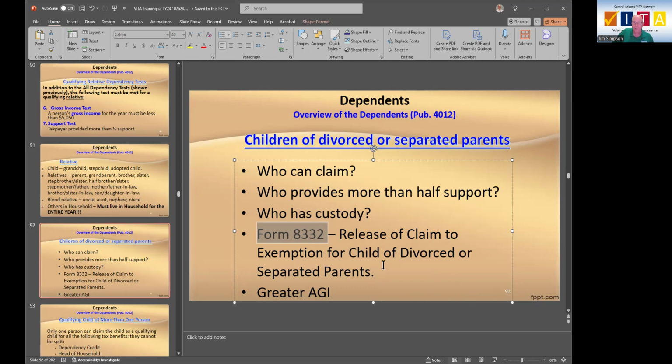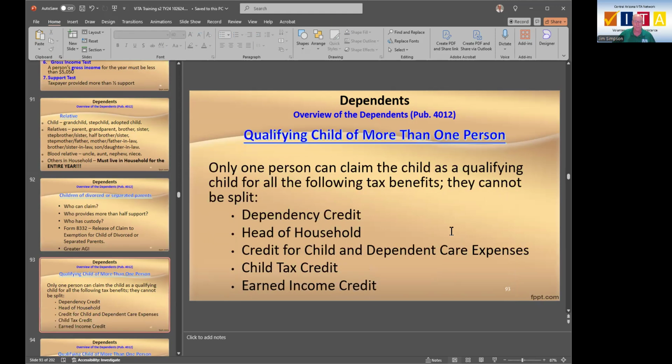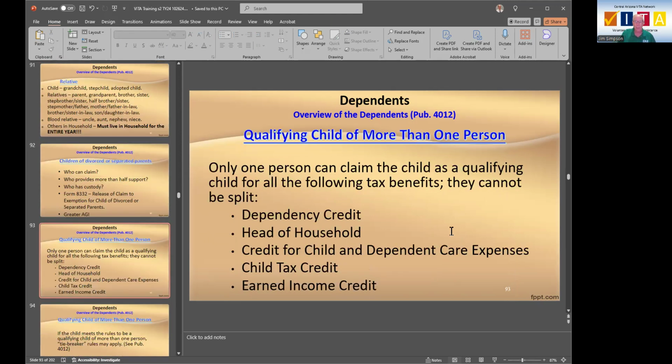There can be other defining things too, such as who has a greater AGI. We'll talk about that in a slide coming up, right? This one right here: what if you're the qualifying child of more than one person? I mean, it's conceivable that the child of mom and dad lived exactly 6 months with one and exactly 6 months with the other, right?